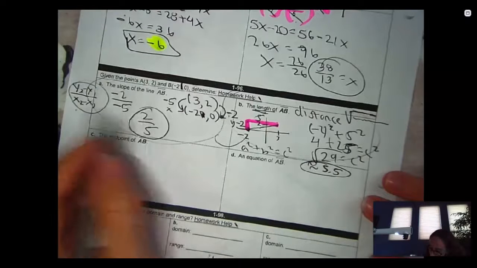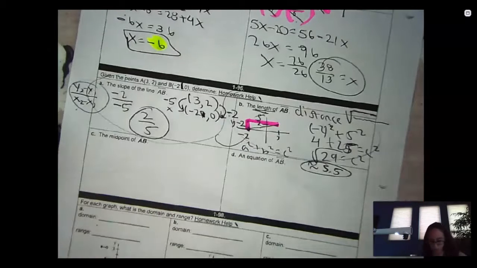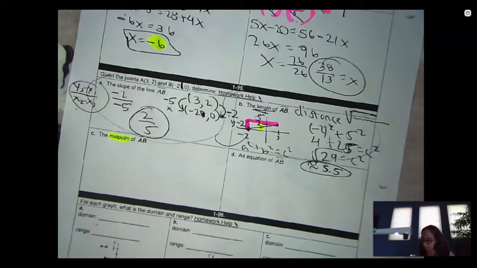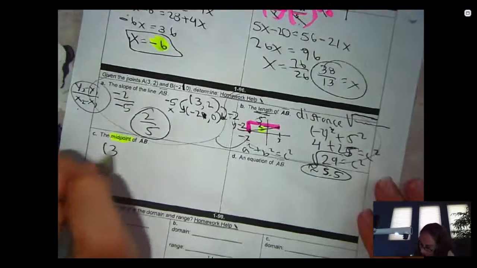They want you to find the midpoint. That means the halfway point. So what they're asking for is somewhere right there. Okay? So I'm going to use logic here, and I'm going to line them up again.